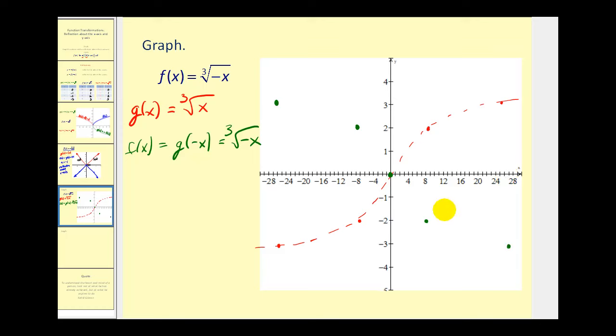Our transformed graph is green and would look something like this. And now we can see it's a reflection about the y-axis.